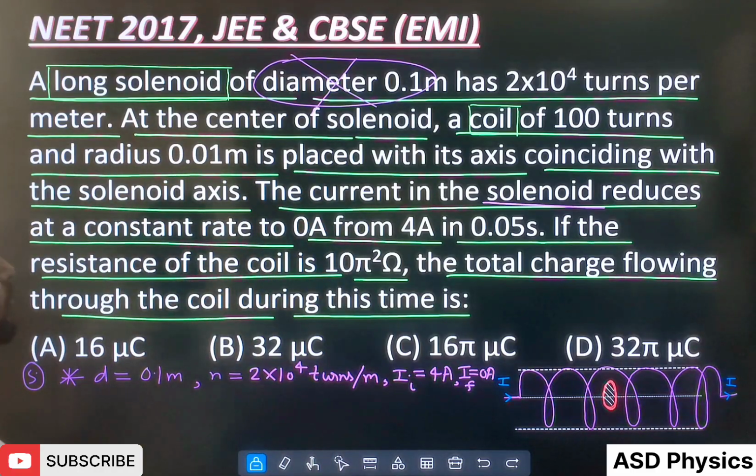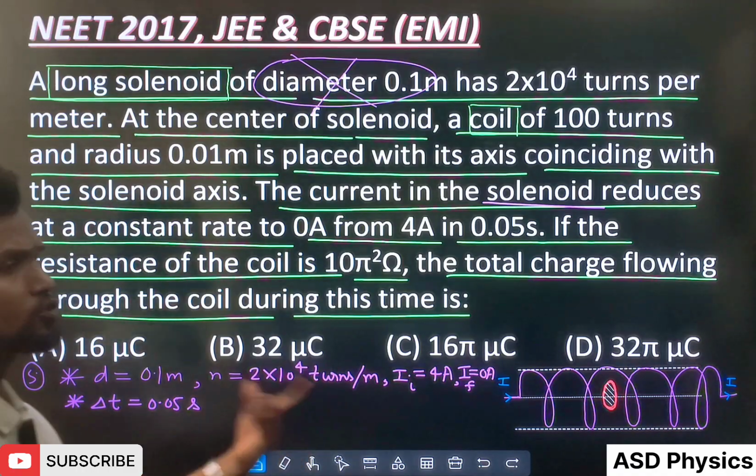After that, what is the time given here? The time interval given is 0.05 second. This is all about the solenoid.